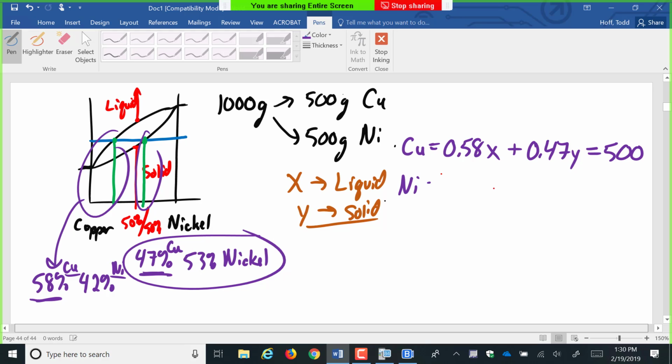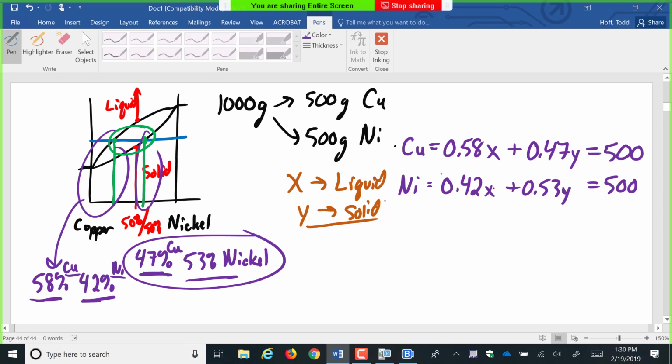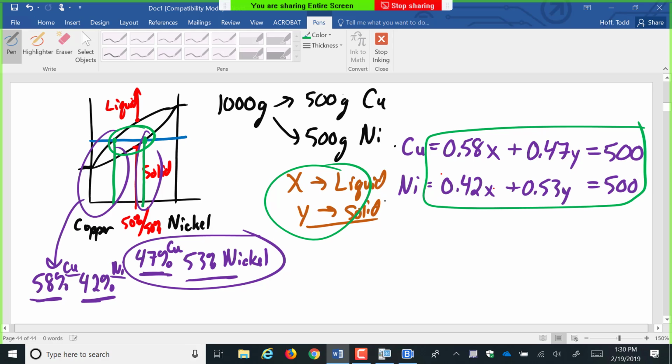For nickel, the liquid is 42% nickel, so that's 0.42 times X. The solid is 53%, so that's 0.53 times Y. And that has to add up to 500 grams of nickel. So to figure out how much of that mush here is solid and how much is liquid, we solve this system of equations. Now looking at that, neither one of those is going to cancel out.